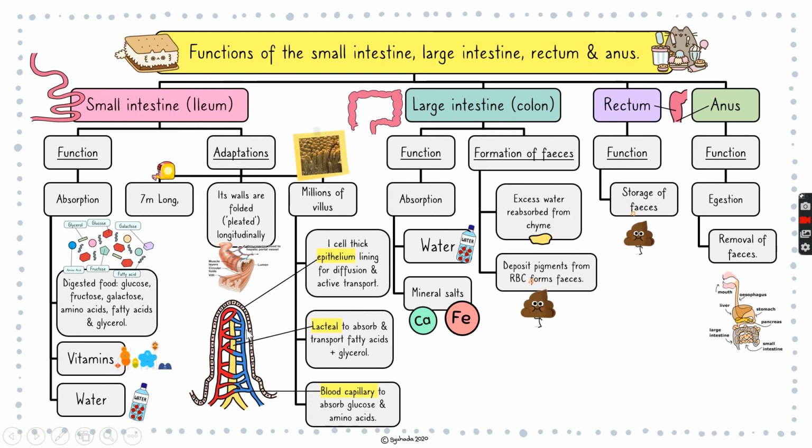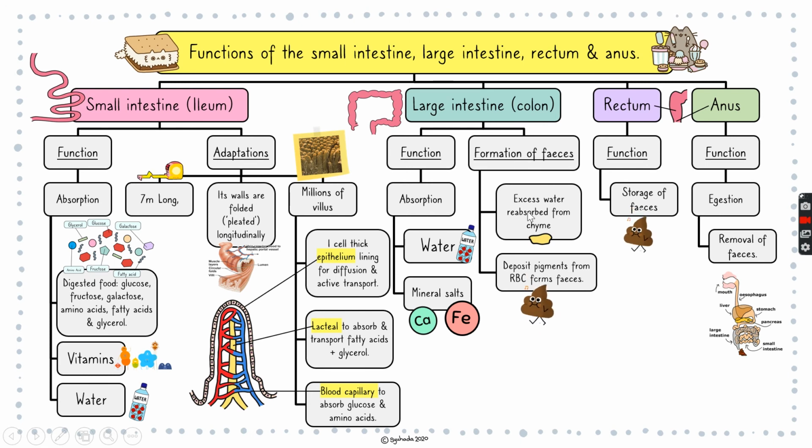That's right. So the blood capillaries' main function that can be found inside the villus is to absorb glucose, which is these guys right here, and also amino acids, so the circle parts right there. Now once the digested food and the vitamins and the water have been absorbed fully in the small intestine, what comes next is the large intestine.